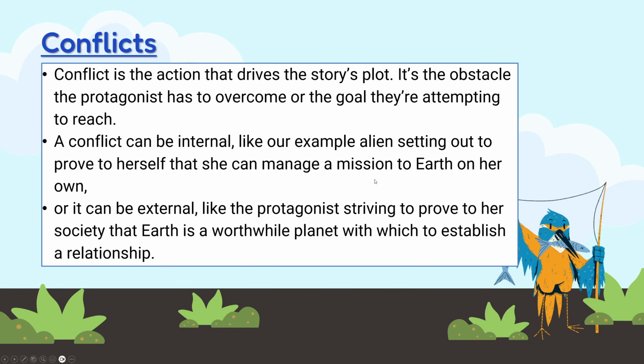Then the conflicts. Conflict is the action that drives the story plot. It's the obstacle the protagonist has to overcome or the goal they're attempting to reach. The conflict can be internal, for example, an alien setting out to prove to herself that she can manage the mission to Earth on her own, or it can be external, like the protagonist striving to prove to her society that Earth is a worthwhile planet.